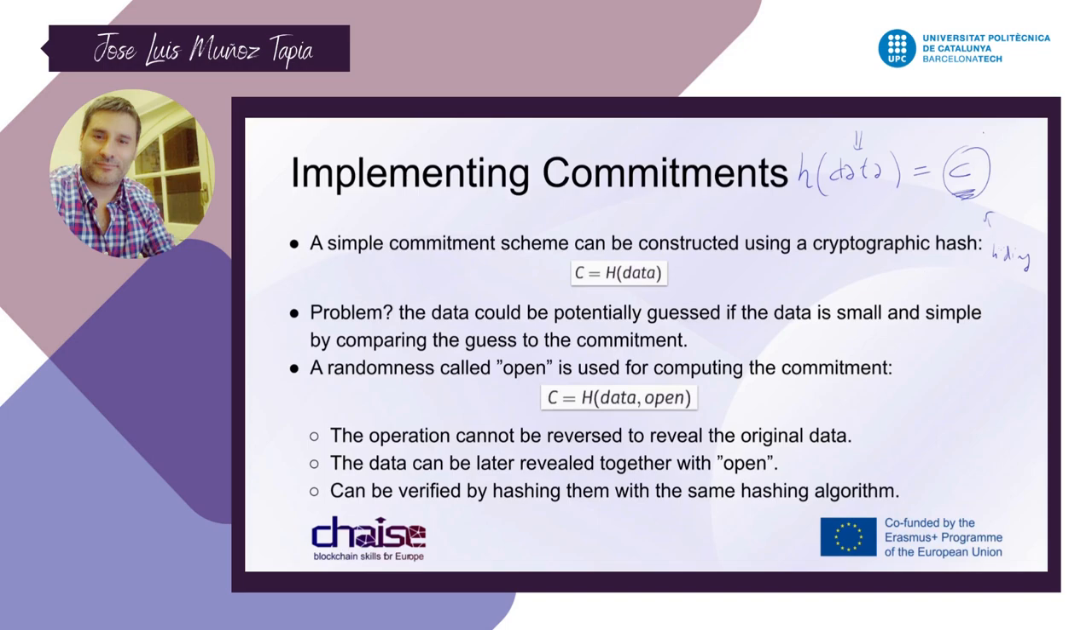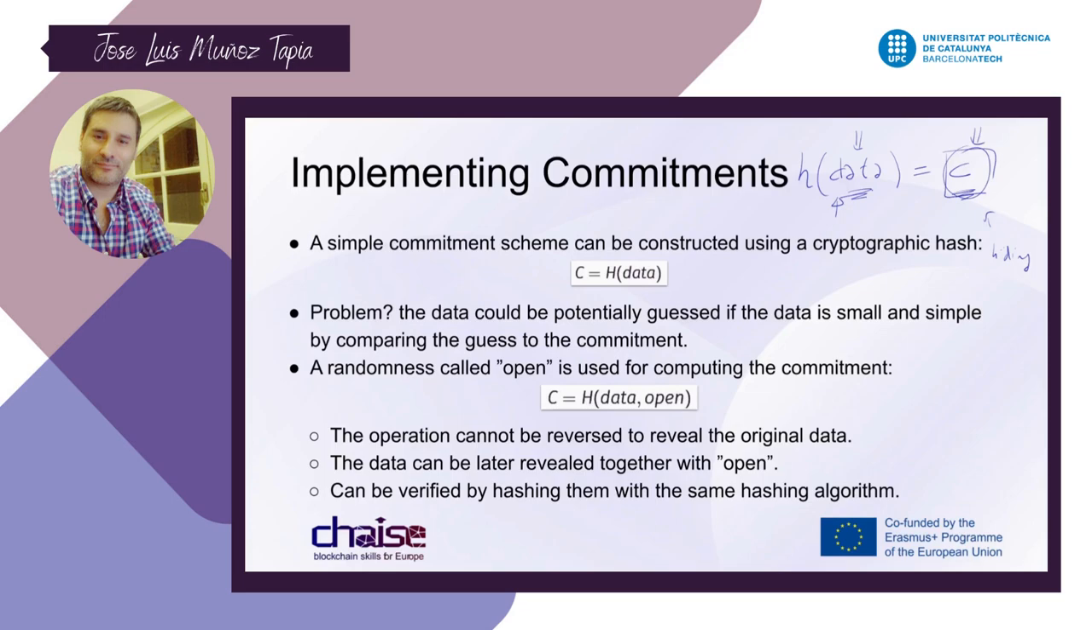I mean, you cannot change the input in any way without affecting the output. If you change the input, then the hash will give another totally different value. Even if you change a bit in the input of a hash function, the output will be another random number. So yeah, the hash function is fulfilling our two properties. It's hiding and binding. Okay.